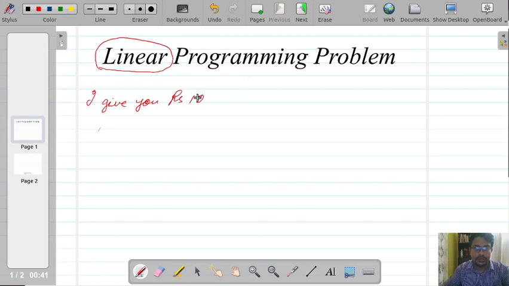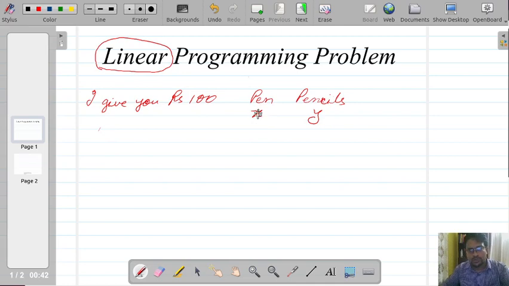rupees 100 and ask you to buy something for me. Say I ask you to buy some pens and pencils. Suppose you buy for me X number of pens and Y number of pencils. But what could be the values of X and Y if I do not give you any restrictions?